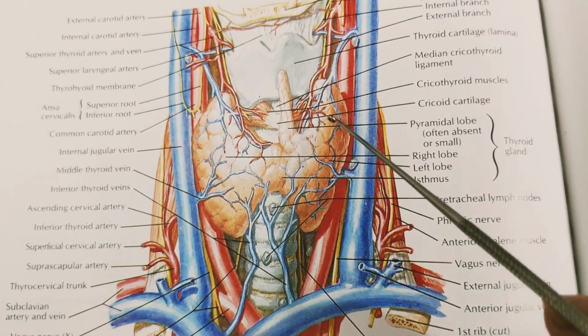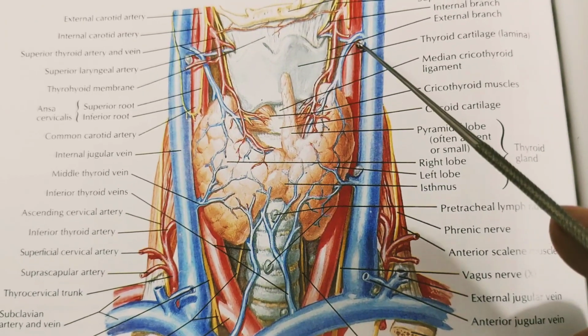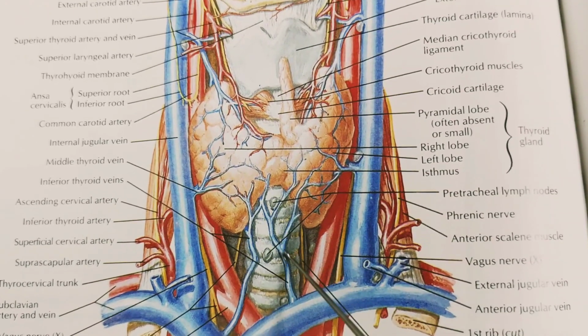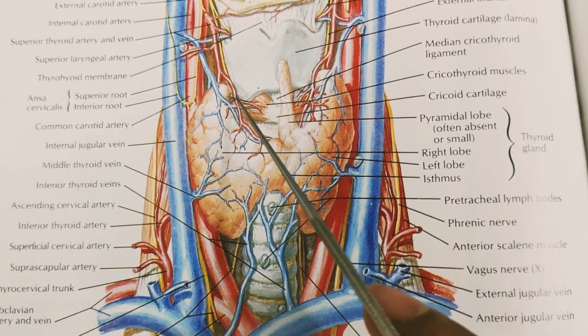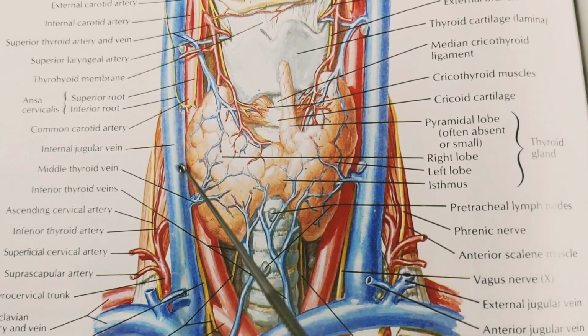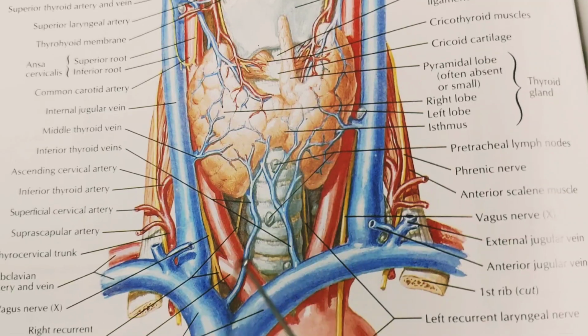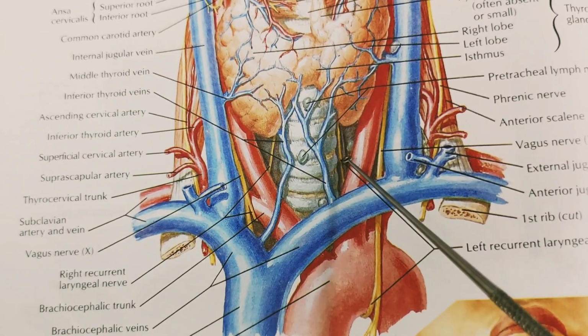There are three veins. In the upper pole, there is the superior thyroid vein, here is the middle thyroid vein, and here is the inferior thyroid vein. The superior thyroid and middle thyroid vein drain into the internal jugular vein, and the inferior thyroid vein drains into the brachiocephalic trunk.